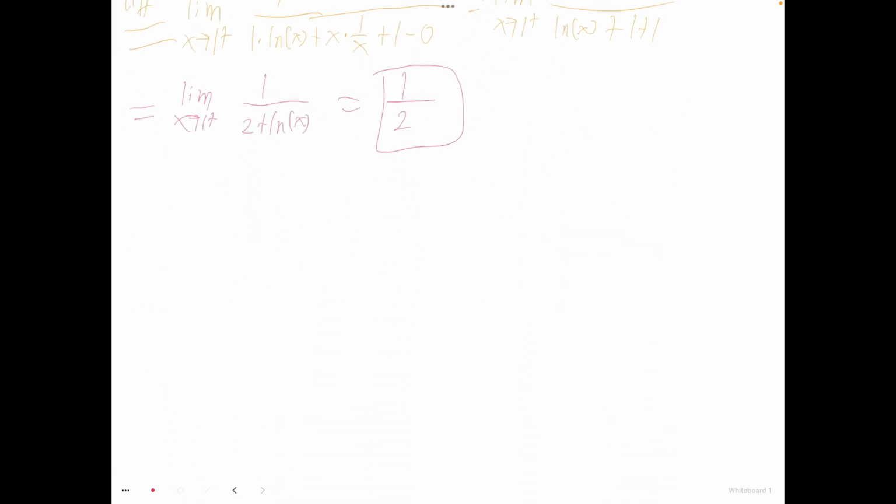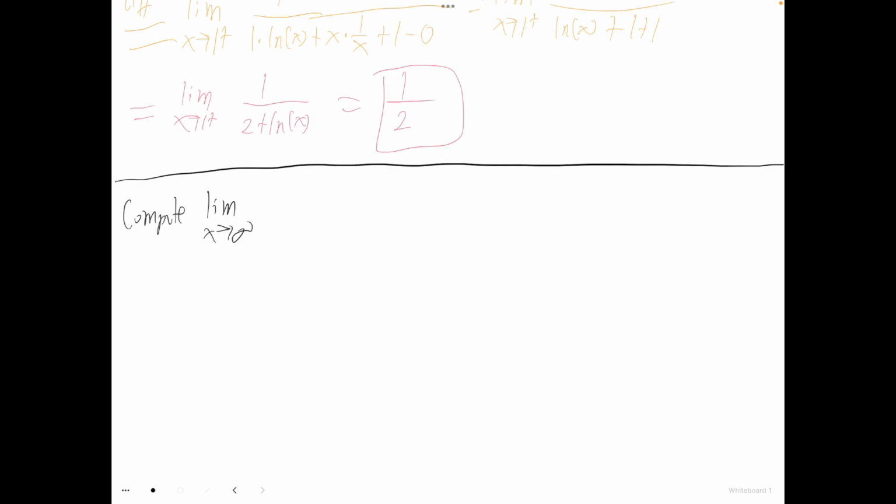And now the last example that we want to look at is as follows. So we want to compute the limit now as x goes to infinity of e to the x minus x. This is clearly going to be an infinity minus infinity form. That should be pretty straightforward just from looking at it.